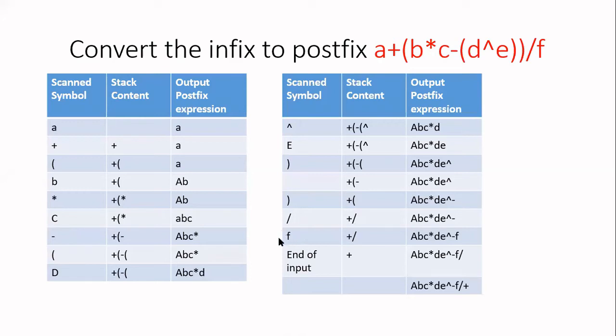Next, I am getting F. It is an operand. Sorry, it is not an operator, it is an operand. So when I get an operand, I have to simply write it at the output. So in the output, I am getting F now. Next, I am getting the end of the input. All the characters are reached. When you get the end of the input, what do you have to do? You have to pop all the characters from the stack one by one and write them at the output. So now I am going to pop the first character, that is divide. I am writing it at the output after F. Then I am going to pop the next character, plus, and write it at the output.